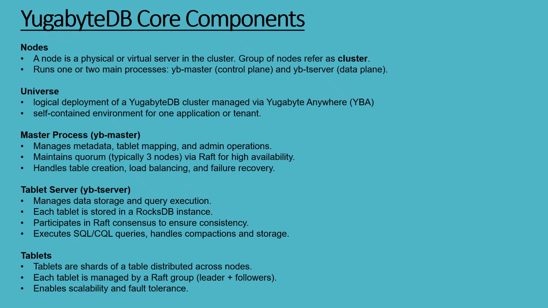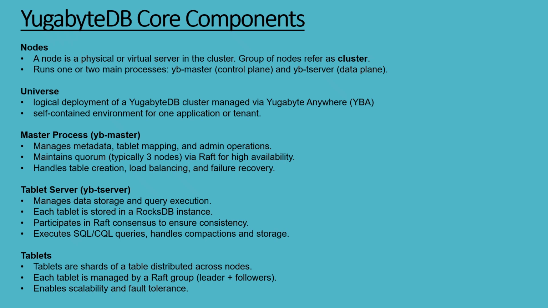That brings us to the next core component, which we already touched upon, which is the universe. In YugabyteDB, a universe refers to a complete and self-contained deployment of a YugabyteDB cluster. It includes all the configuration settings, nodes, regions, replication factor, and operational policies needed to run a database environment. You can also think of the universe as the highest level logical unit in Yugabyte Anywhere, which is called YBA. The universe represents everything which is required for one application or workload.